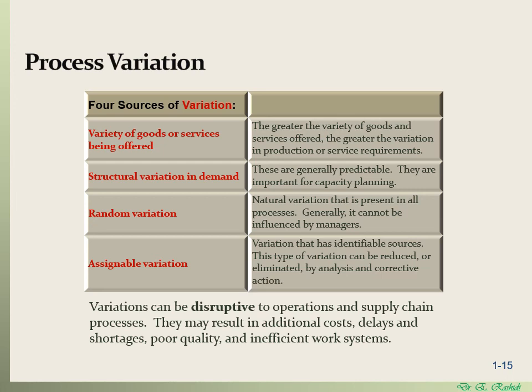Variation can be disruptive to the operations and supply chain processes of an organization. It may result in additional costs, delays and shortages, poor quality, and inefficient work systems. So it is important to understand process variation, figure out the sources of that variation, and try to manage and control it.